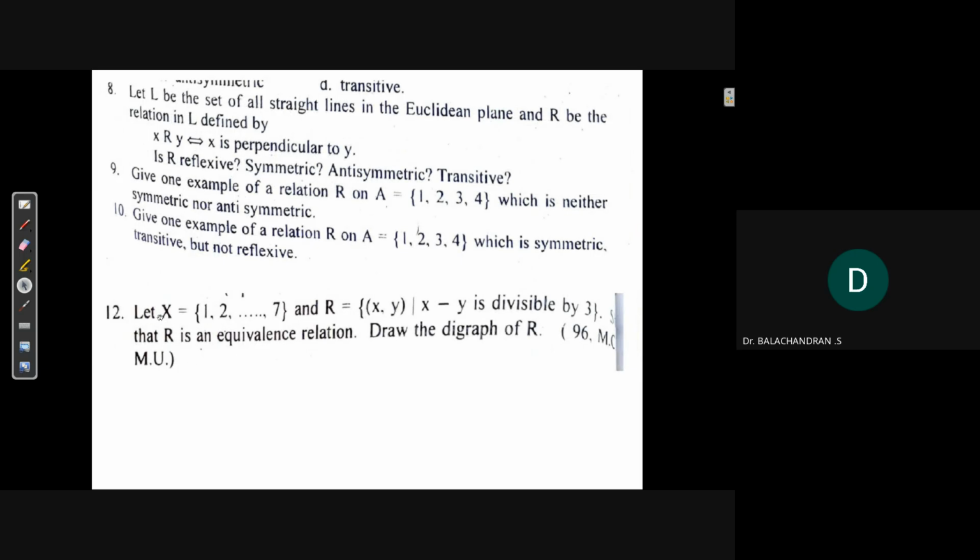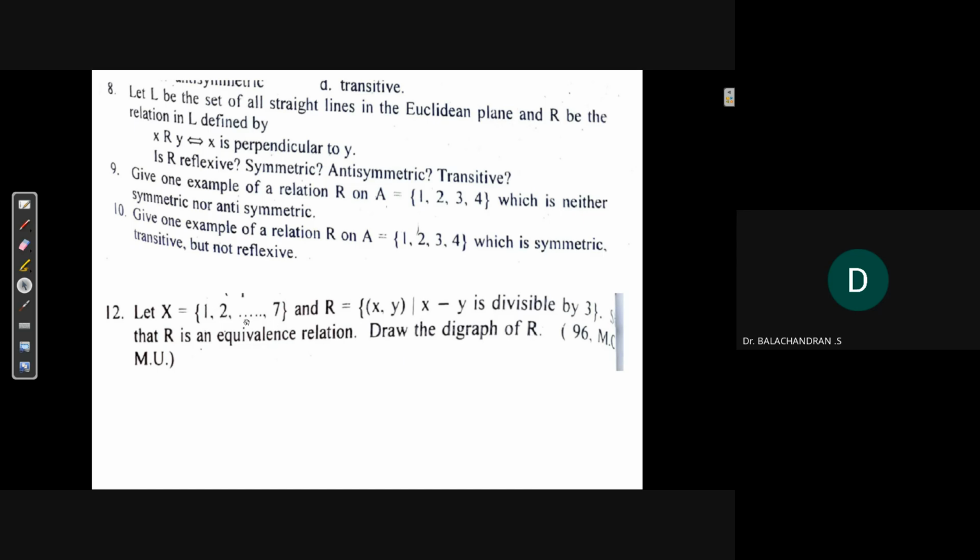This problem: let capital X be equal to {1, 2, 3, 4, up to 7}. Capital R is equal to the set of all (x, y) such that x minus y is divisible by 3. Show that the relation R is an equivalence relation. So that's the first question. And then draw the diagram of the relation R.